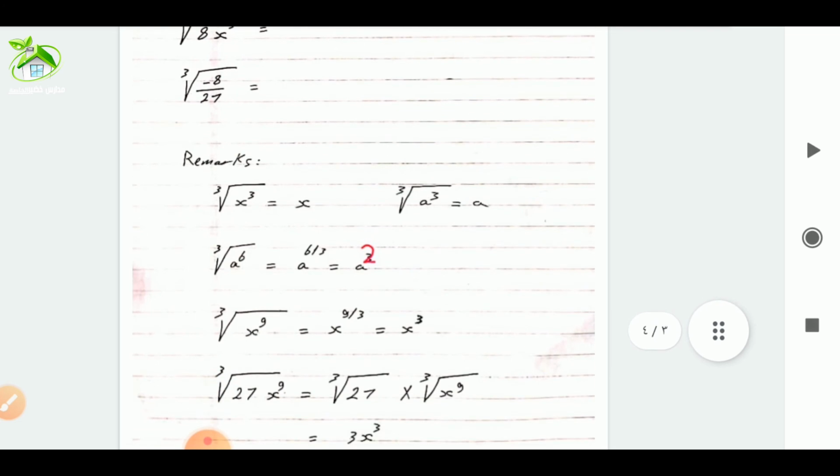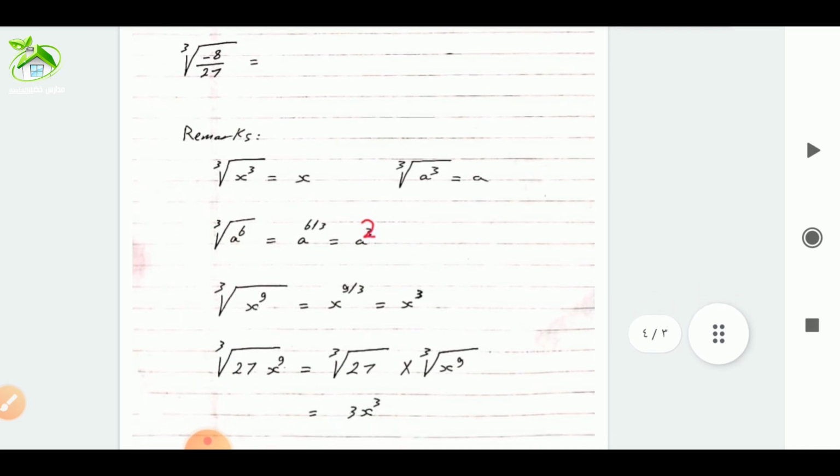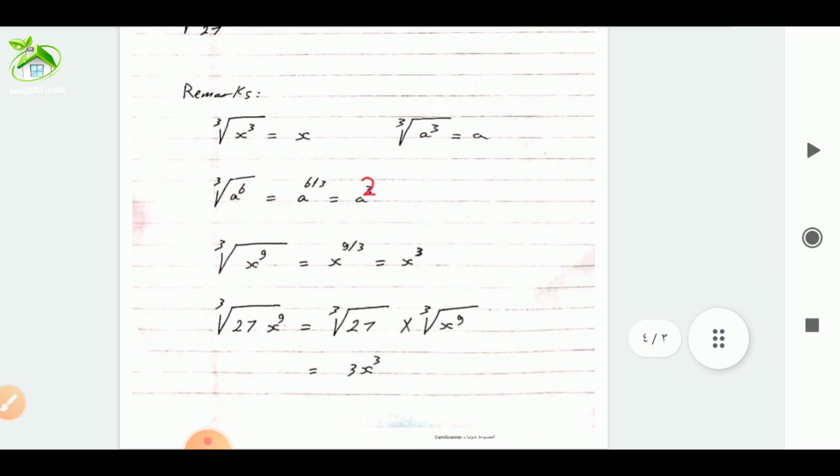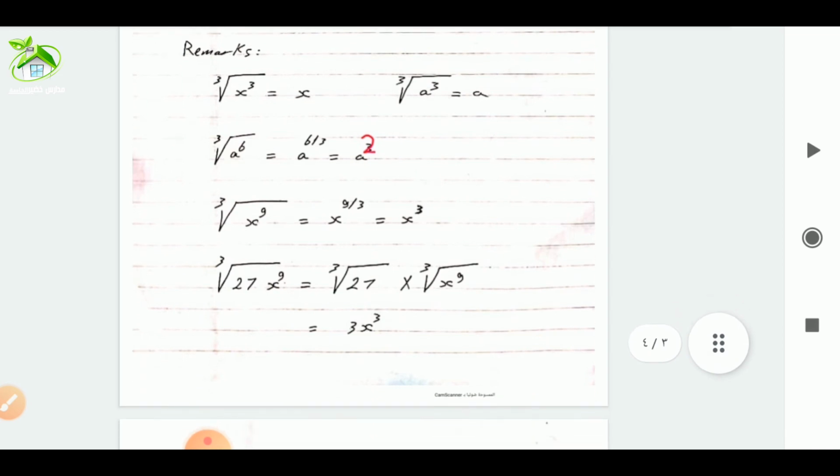The cube root of 8x power 3 equals 2x. The cube root of negative 8 over 27 equals negative 2 over 3.